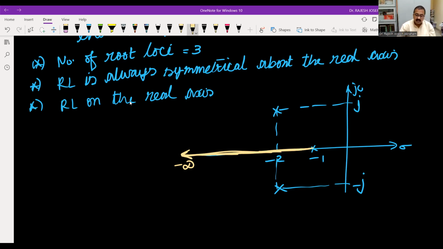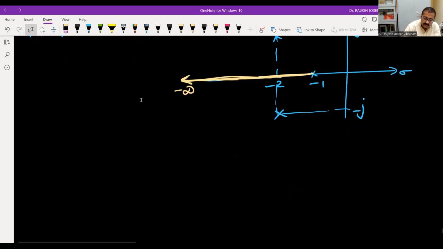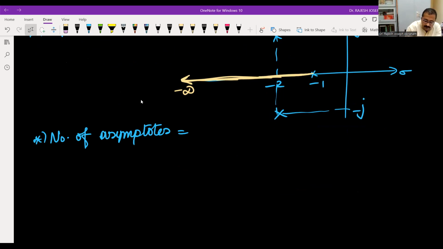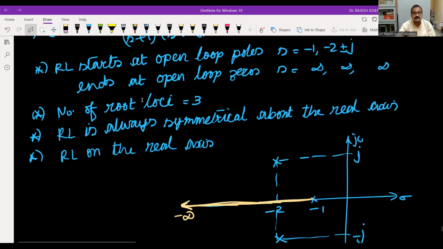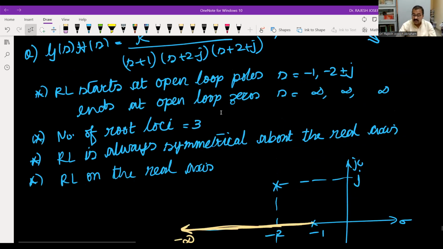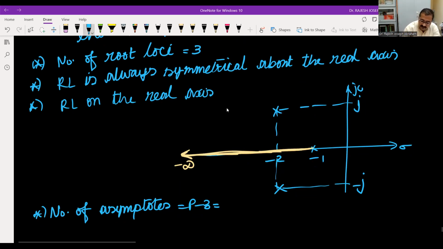Next is asymptotes. Now, how to find asymptotes? Number of asymptotes is given by P minus Z, where P is the number of finite poles and Z is the number of finite zeros. So here we have 3 finite poles and no finite zeros. So P minus Z is 3 minus 0, which is 3.